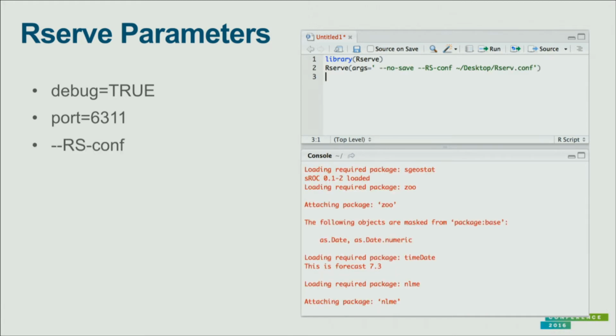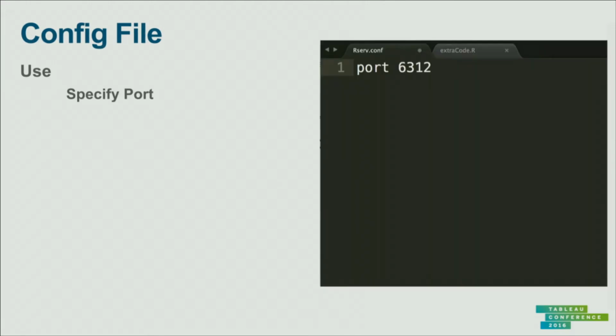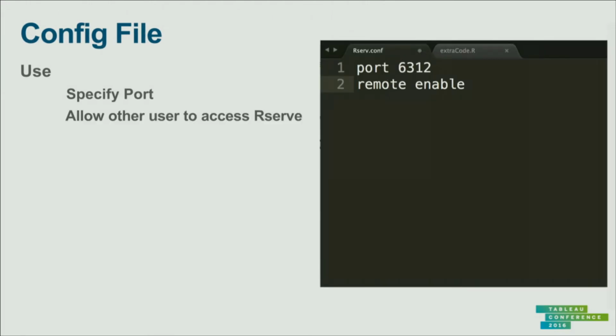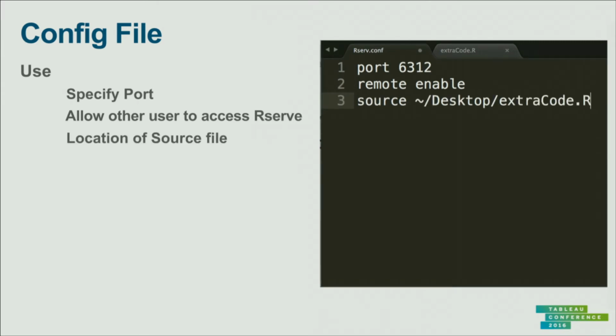But the most important is RSconf, which you can see I've started up Rserve up there with RSconf specified. That's the configuration file. So if you want to do more advanced configuration, you can go there. And there's one configuration that I want to put in this configuration file. You can still in your configuration file do the boring things like specifying the port, allow other people to access your Rserve, but you can also put a source file that allows you to put a whole bunch of code that will just run when you first start up Rserve.